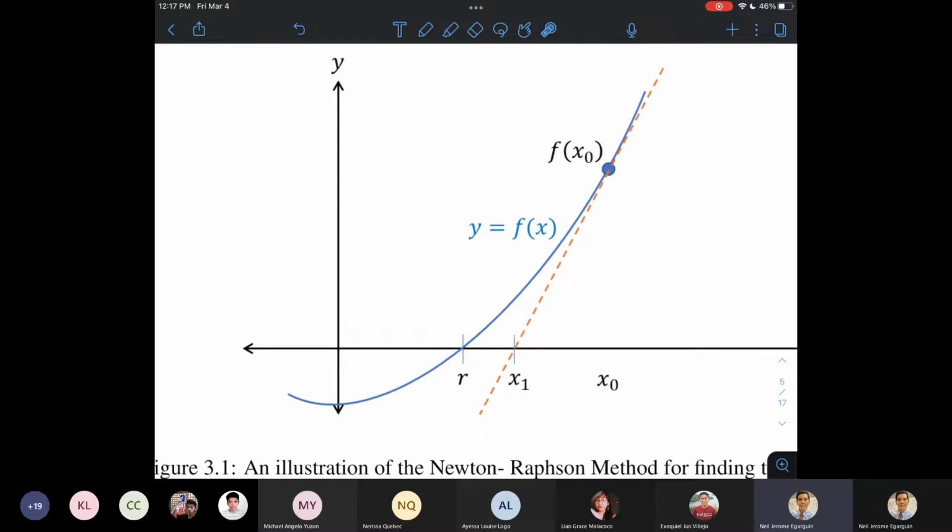So kailangan mo ng initial guess. You need an initial guess x sub 0. Ito yung una nating hula para dun sa root. Okay? Take the function value of x sub 0, draw the tangent line to the curve of f passing through x sub 0, comma, f of x sub 0. So itong orange na nakikita nyo dyan, siya yung tangent line.